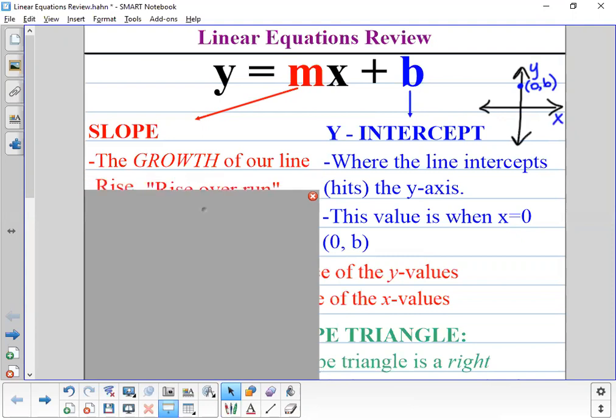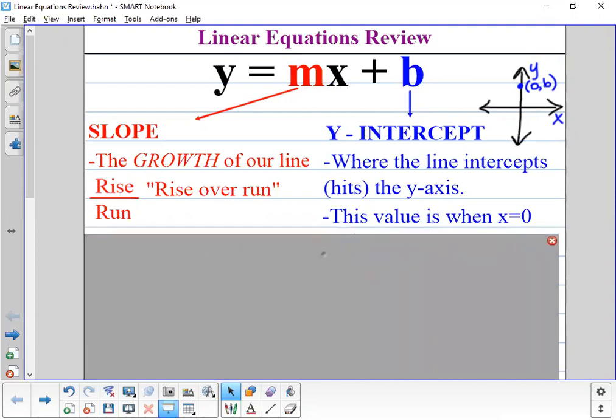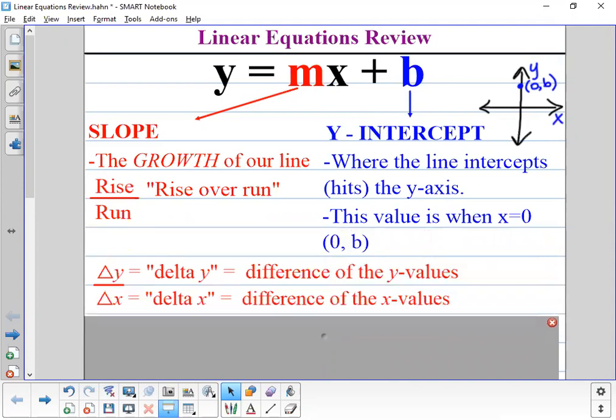Now there are a couple different ways we represent slope. So some of you may have heard it referred to as rise over run, or rise divided by run. Rise is how much the line goes up or down, and run is how much the line goes from left to right. So rise over run is one way we represent our slope. Another way we represent our slope is by doing this.